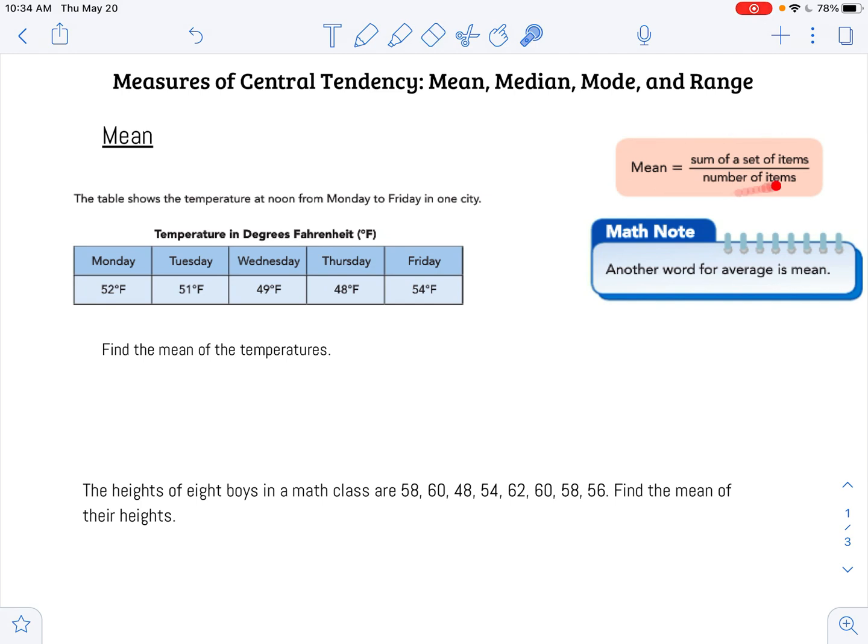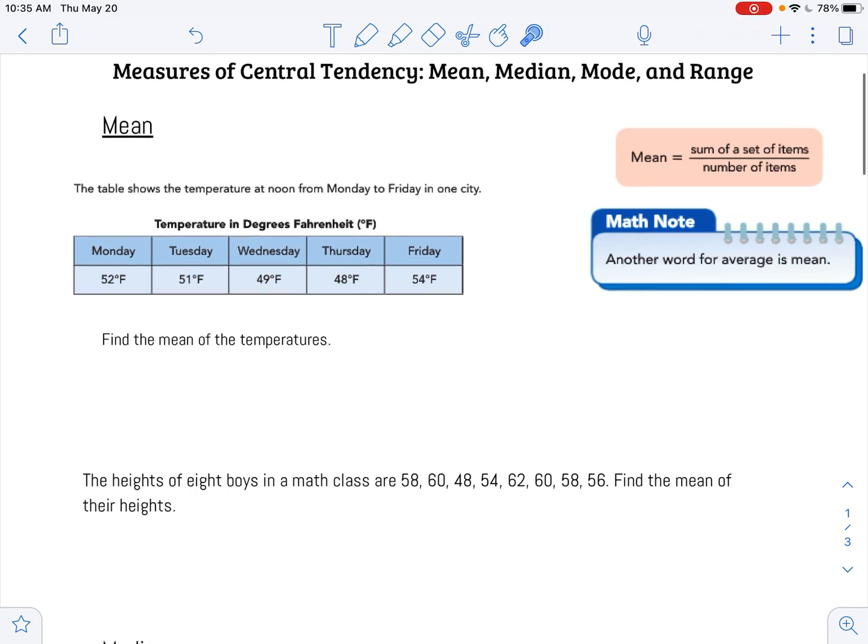And when we talk about mean, that's really just finding the average of a set of data or set of numbers here. And to do that, what formula we use is that we're going to add all of the items and then divide by the number of items. So looking here at our table with the temperatures, we're going to add all of our temperatures and then divide by the number of temperatures that are given to us.